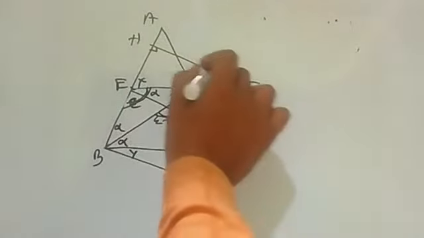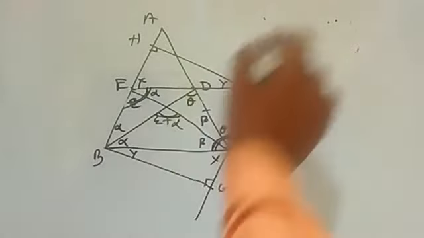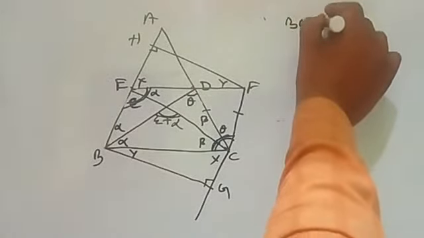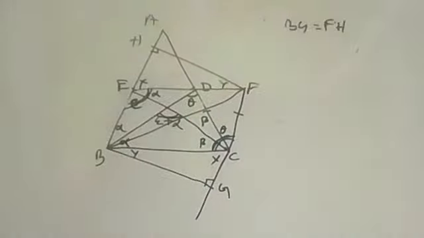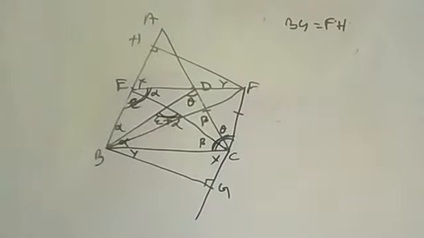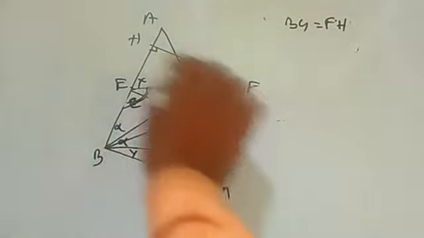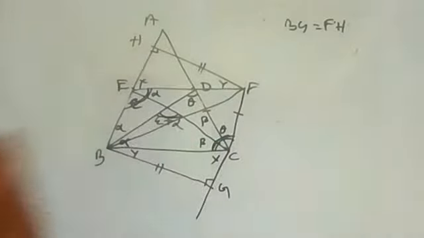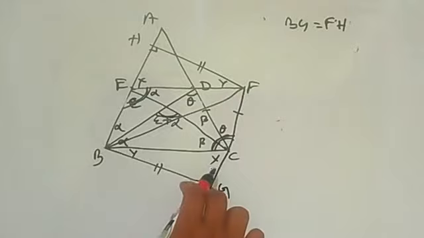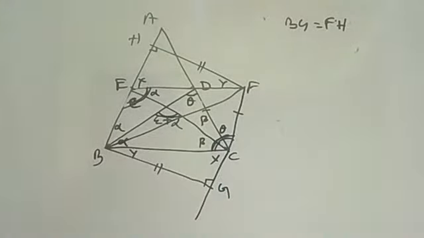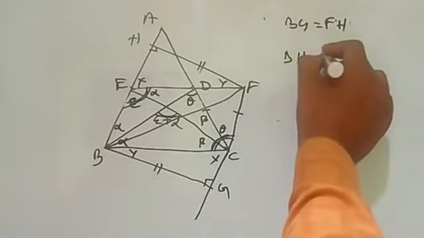So these two triangles are similar. That means BG is equal to FH. Now draw BF here. Again, this is 90 degrees and BG is equal to FH, and BF is the hypotenuse. That means these two triangles are also similar, implying that BH is equal to FG.